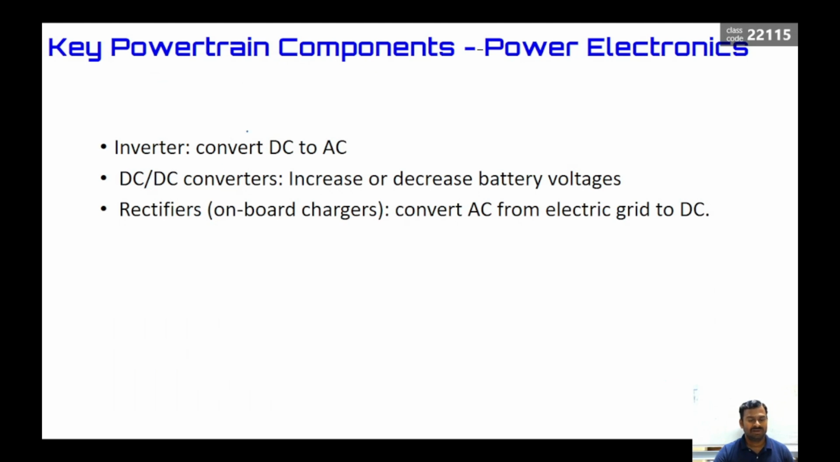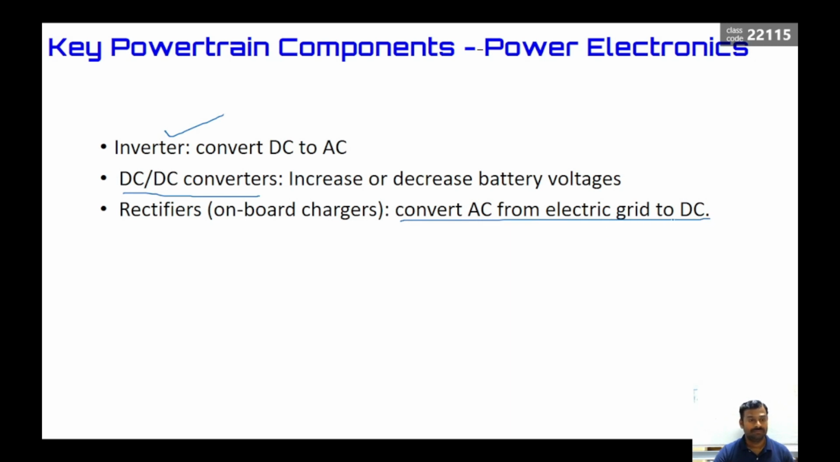And for the power electronics part, as I said, we are going to have an inverter. The inverter may be of different types. We may have pure sine wave inverters, or we may have multiple-range types of inverters. And we are going to have a DC to DC converter, which increases or decreases the battery voltage. And rectifiers, the onboard chargers, convert AC from the electric grid to DC.